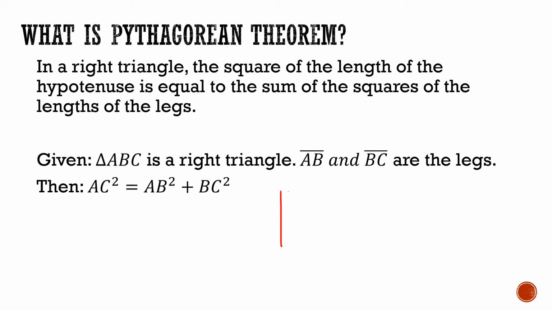So given a right triangle ABC, let's say B is your right angle, that means this is your 90-degree angle. The opposite side of a 90-degree angle is what we call your hypotenuse, and the other two sides are what you call the legs.